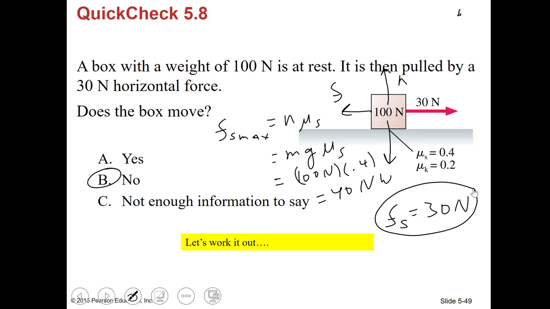Now, if the applied force was, say, 50 newtons, it's bigger than the maximum amount of 40, then we would have kinetic friction. Notice I used mu sub s here, not mu sub k. We look for the maximum amount of static friction. All right, excellent.